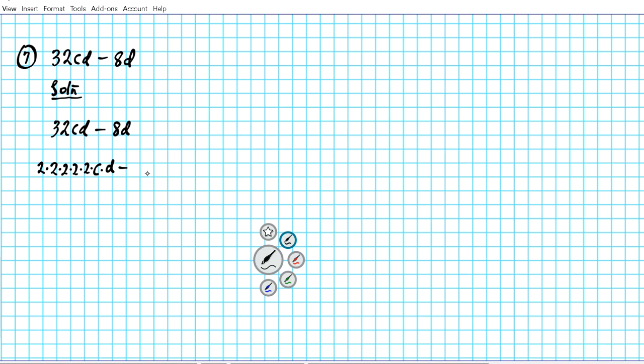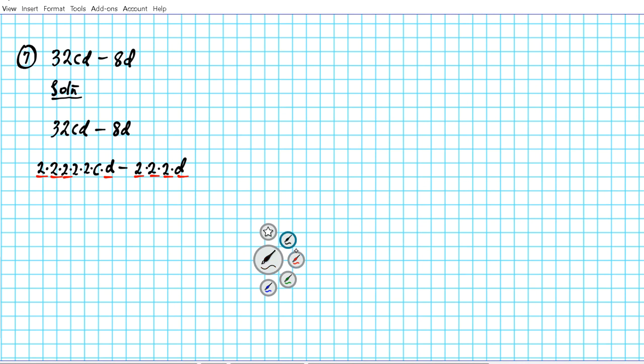And then if you break down 8 using a factor tree, you have 2 times 2, which is 4, times 2, which is 8, times D. Alrighty, so what are the common factors? We have 1, 2, another 2, and another 2. So we have three 2s. Is that it? How about the D? We have a D here and a D there.